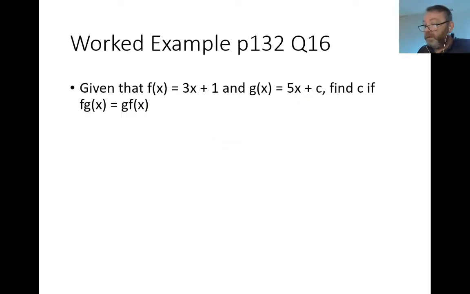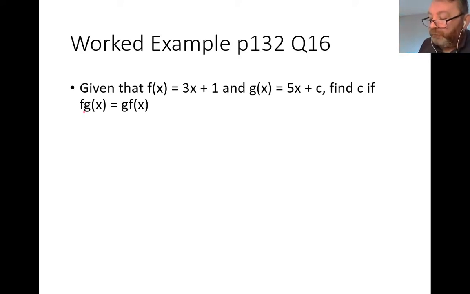Okay. Next one. Given that f of x equals 3x plus 1 and g of x equals 5x plus c, find c if these two compositions are commutative. Did you hear my language? If f after g of x equals g after f of x. Now again, if you change the order of the functions and the answer comes out the same, then we can say yes, in this case f and g are commutative functions, or commutative compositions, I should say.